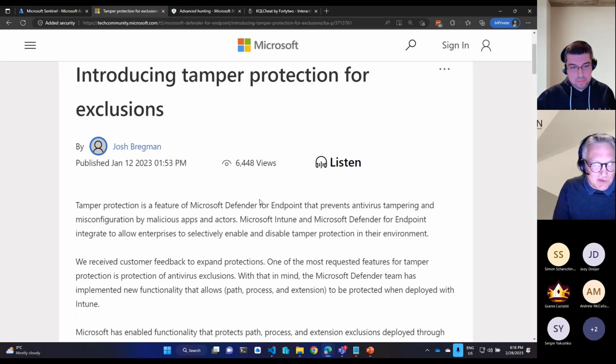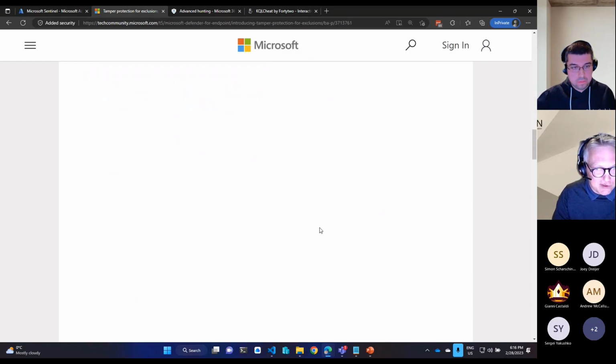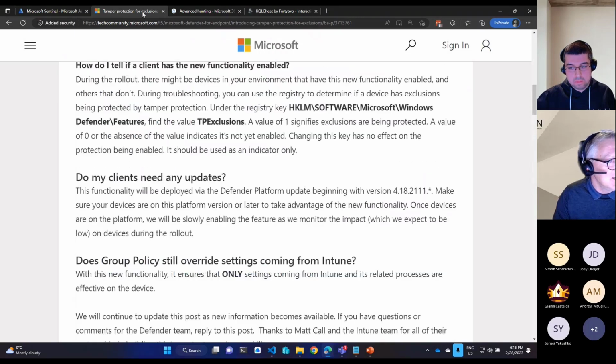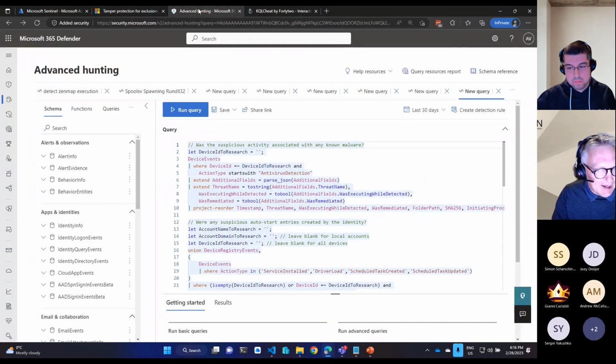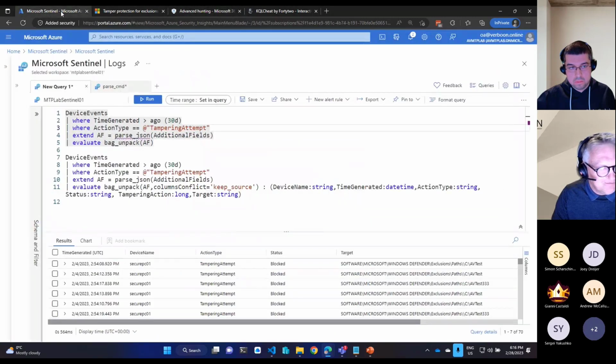Now, a new enhancement is that exclusions are now also protected. And that means that, even as a local administrator, if I have tamper protection for exclusions enabled, which I can do through Microsoft Intune, there's no way, even if I'm a local administrator, that I can overwrite the registry or add any exclusions, which maybe a malicious actor would do. So yeah, nice feature, but of course I was interested in the KQL part of the study. So that's what we have here.